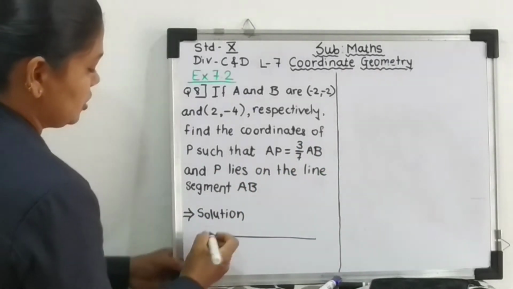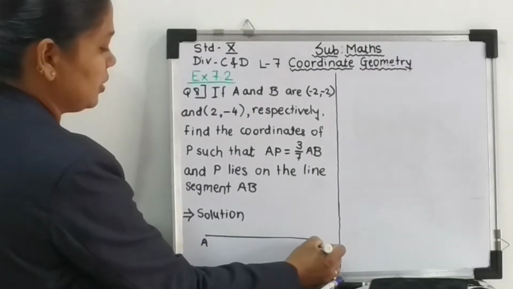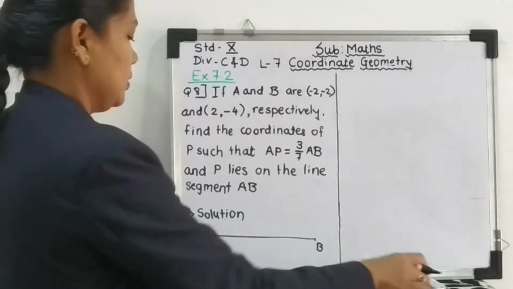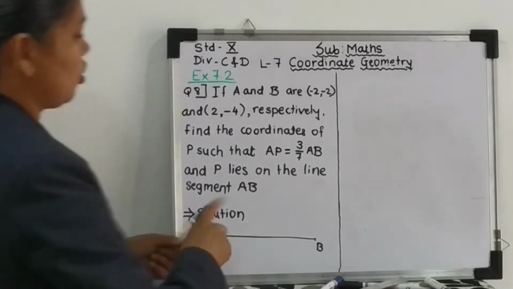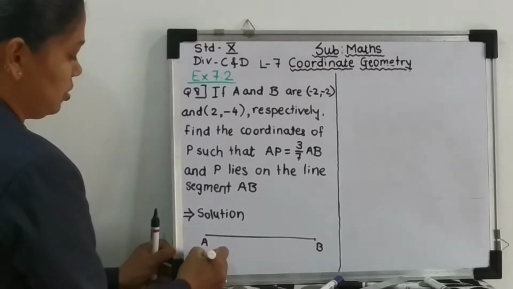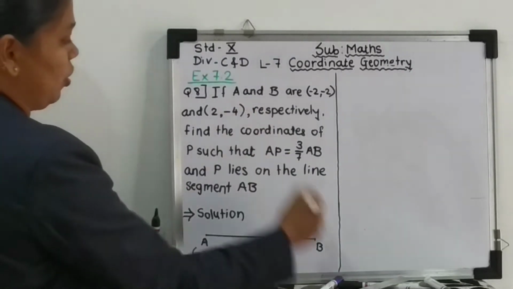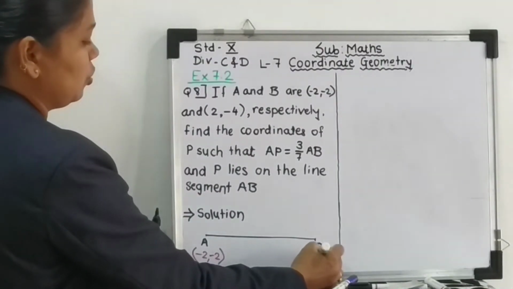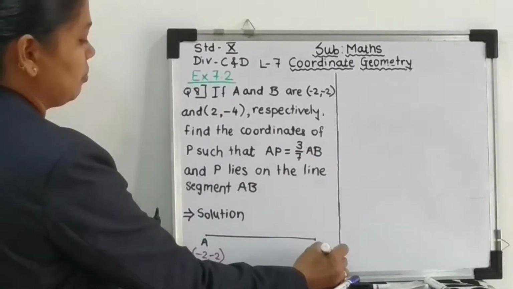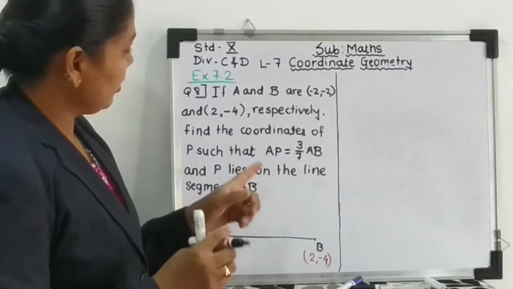Just label it. This is A and here is B. Then we will write its coordinates. So A coordinates are -2, -2, and B coordinates are 2, -4, right?